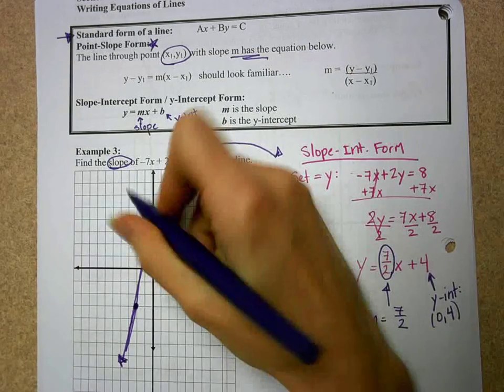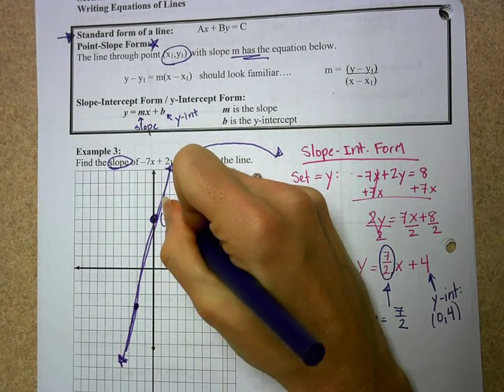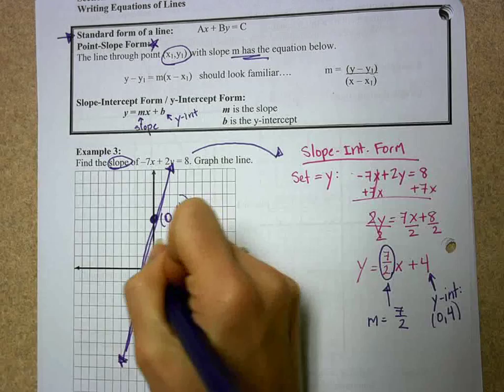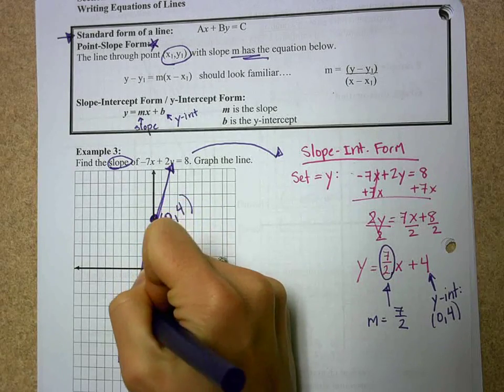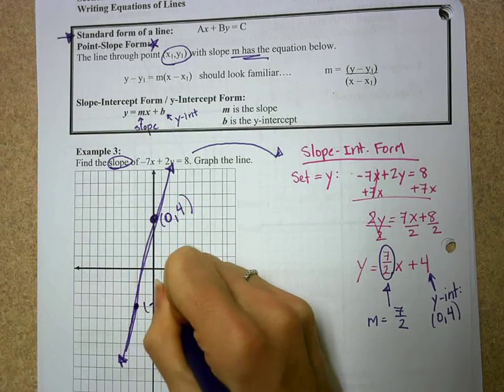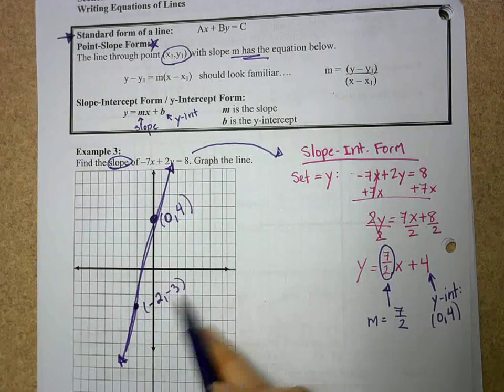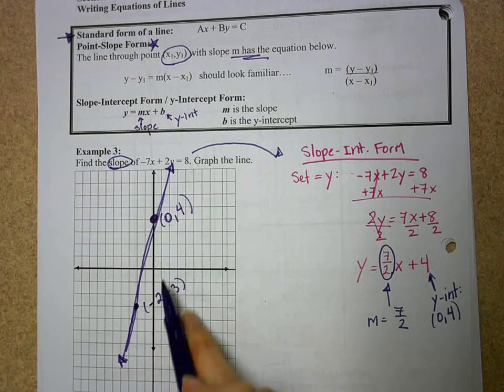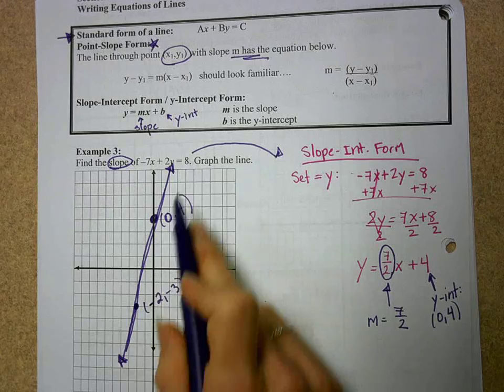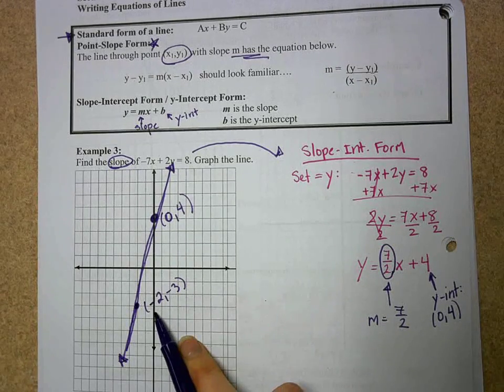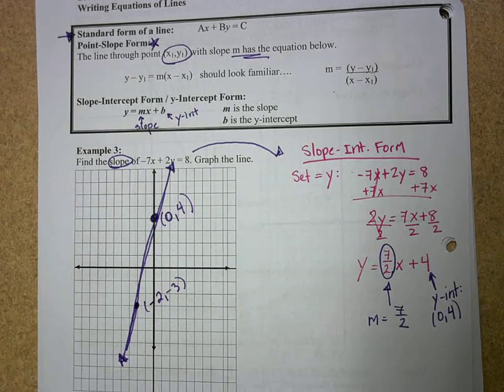And there is my line. And I can even label what those 2 points, those 2 solutions are. (0, 4) works, and (-2, -3) works. How could I check to make sure I graphed it right? Well, plug in negative 2 for x and negative 3 for y and see, does it equal 8? Is this a solution to your linear equation? And yes, it would be.